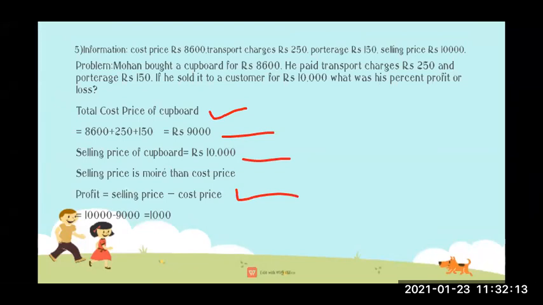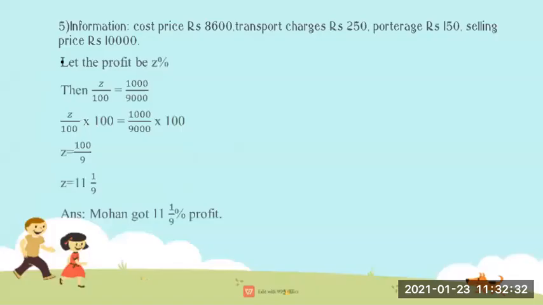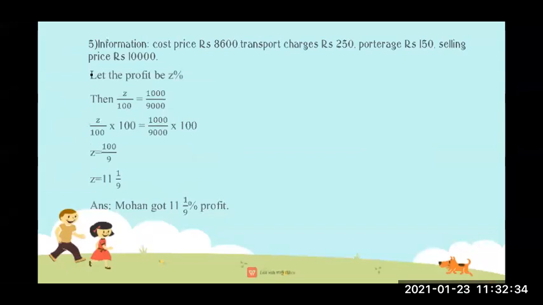So this 1,000 is what? This 1,000 is our profit. So we have to assume, let the profit percent be X or Y, whatever you are going to assume. We have assumed that the profit be Z percent. Then Z upon 100 equal to profit upon cost price. Now profit is how much? Profit is 1,000. So 1,000 upon cost price is 9,000.